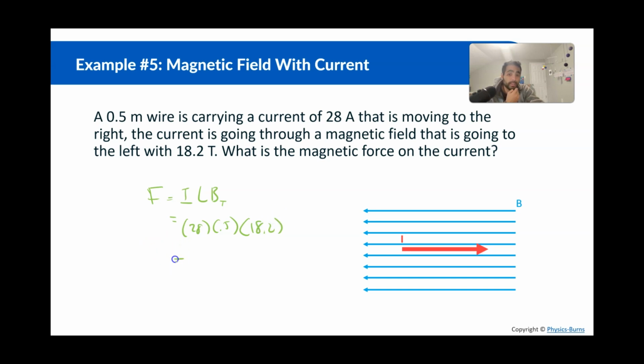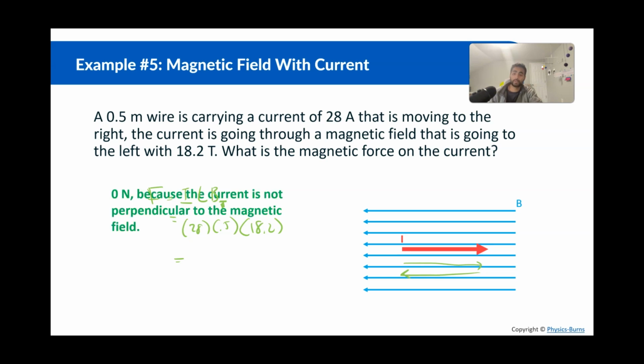Okay, so you might be putting this in and thinking this is it, but there's a little bit of an issue here. We should know that the magnetic field is only going to produce a force on the current if it is perpendicular. And what we see here is the current is going to the right, and the magnetic field is going to the left. If we try to do that with our hands, we're not going to really be able to do that. That's not going to work. It's not perpendicular to each other. So what's the magnetic force on the current? It's just going to be 0 because the current is not perpendicular to the magnetic field. All right, moving on.